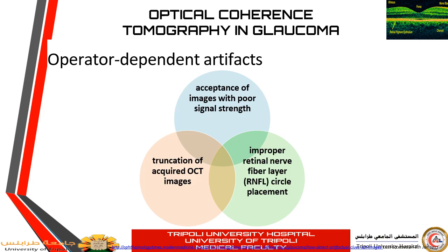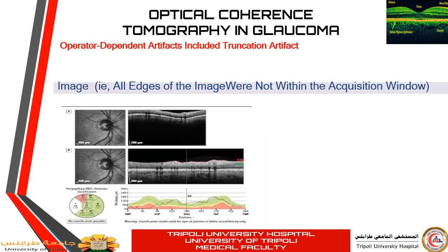Among the things is the truncation of the OCT image due to blinking. When the patient blinks, there will be a cut of the image, and this will affect the reading of the OCT. So if you find any truncation artifact, you have to repeat. Another thing is improper retinal nerve fiber layer segmentation. The place where you take the OCT should be very clearly seen and without any segmentation artifacts due to any abnormalities like pre-retinal membranes or bleeding or anything. So this is another important thing.